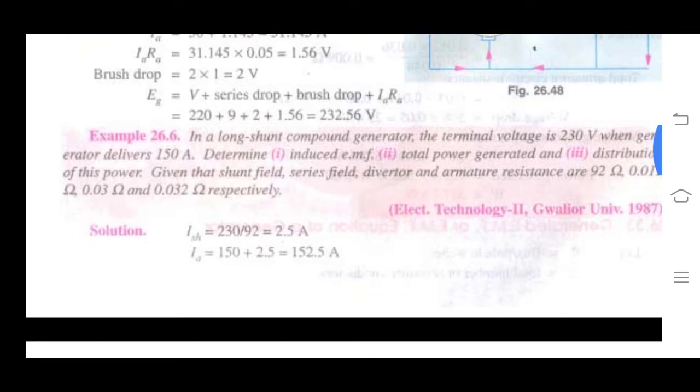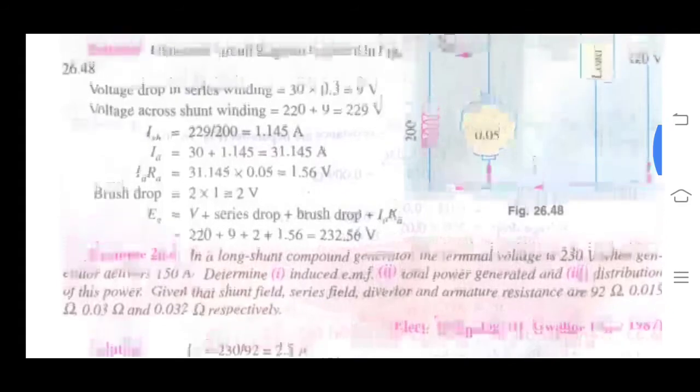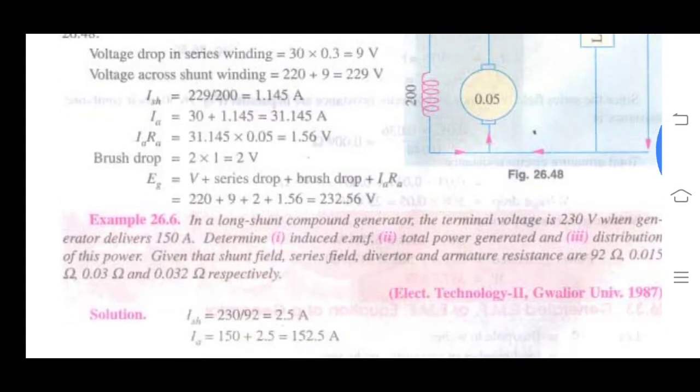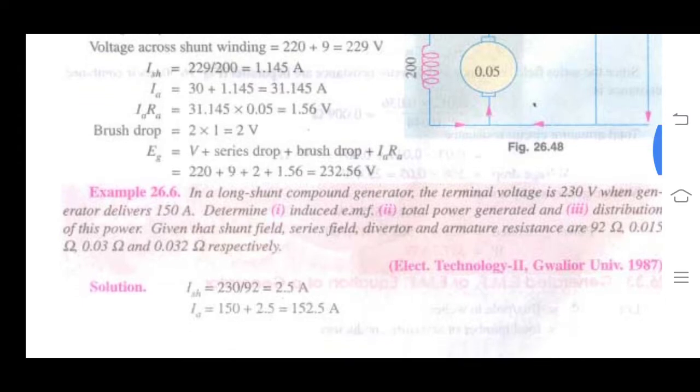V plus series drop voltage. Generated voltage is equal to supply voltage, which is equal to the voltage available at load V plus series drop plus brush drops plus IARA drops.